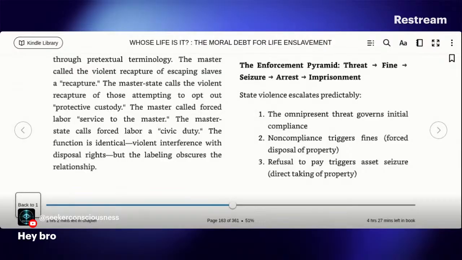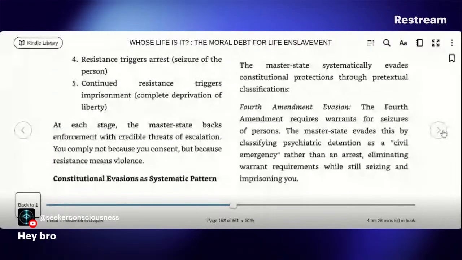The enforcement pyramid: threat, fine, seizure, arrest, imprisonment. State violence escalates predictably. The omnipresent threat governs initial compliance. Non-compliance triggers fines, forced disposal of property. And then third, refusal to pay triggers asset seizure, direct taking of property. Resistance triggers arrest, seizure of the person. Continued resistance triggers imprisonment, the complete deprivation of liberty. At each stage, the master state backs enforcement with credible threats of escalation. You comply not because you consent, but because resistance means violence.